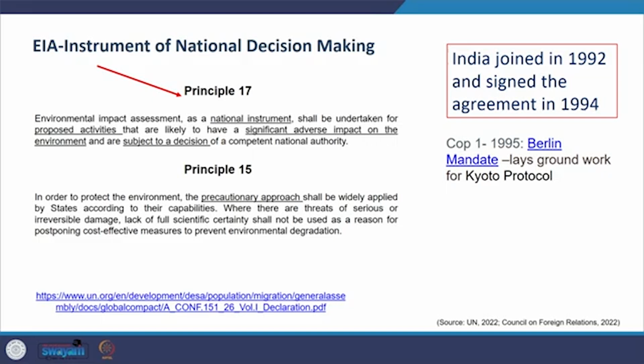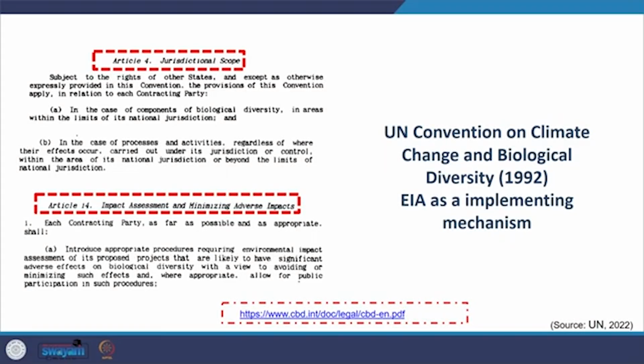So you can see here the principle. In 1973, the United Nations Conference on the Law of the Sea was held in New York. Following that, in 1992, we see the UN Convention on Climate Change and Biological Diversity.